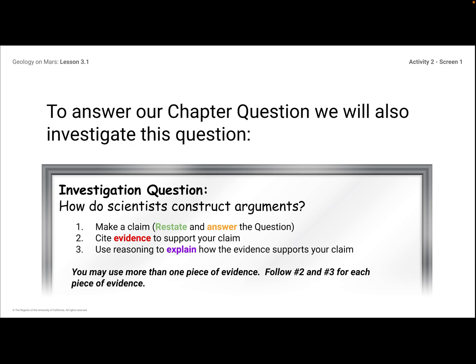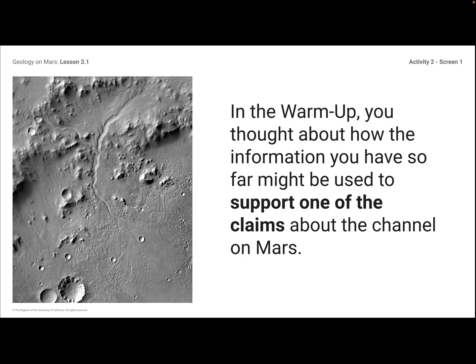You're going to make a claim, so you're going to restate and answer the question. You're going to cite evidence to support your claim, and then you're going to use reasoning to explain how the evidence supports your claim. And of course, if you use more than one piece of evidence, you're just going to repeat step number 2 and number 3. So in the warm-up, you thought about how the information that you have so far might be used to support one of the claims about the channel on Mars.